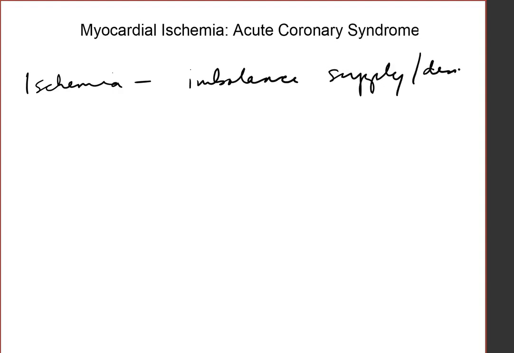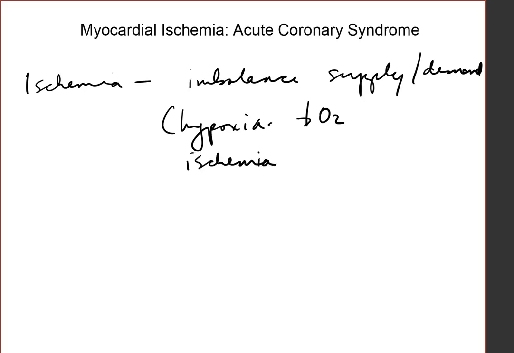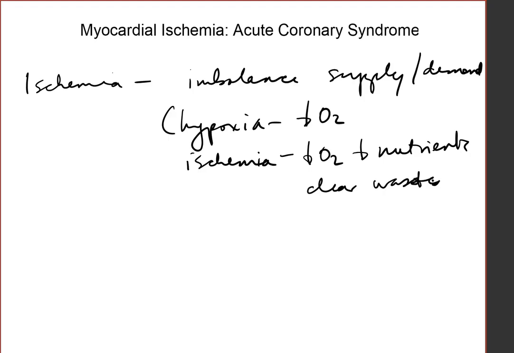Ischemia refers to the imbalance between supply and demand in the myocardium. It should be differentiated from hypoxia, which is an insufficiency of oxygen. Ischemia, by comparison, is not only a decrease in oxygen, it's also a decrease in nutrients and an inability to clear all the metabolic wastes. Tissues are generally more tolerant of hypoxia than ischemia because it doesn't carry all those other elements.